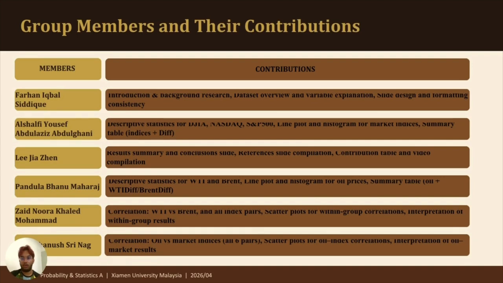Let me outline our contributions. I'll present the introduction and descriptive statistics for oil prices. Yusuf will cover market indices and oil price trends. Dhanush will present index trends and difference analysis. Noura will handle histograms and correlation analysis. Banu will cover the heat map and key findings, and Lee will wrap up with conclusion and closing remarks.